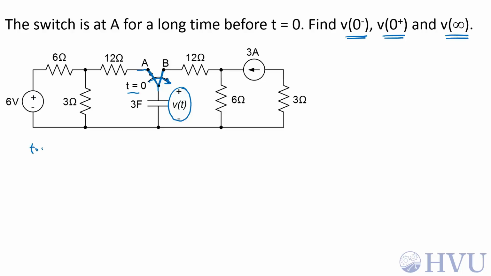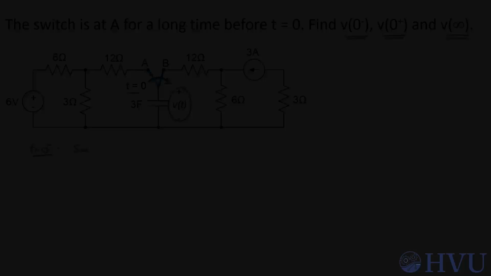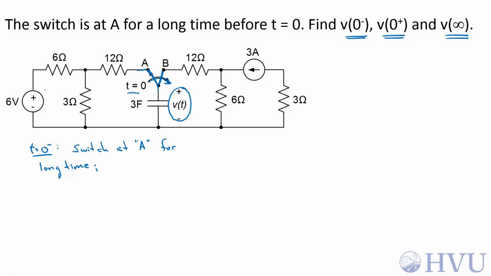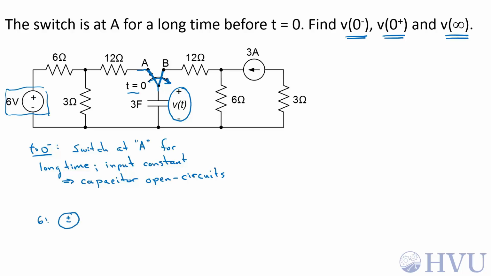First, let's look at t equals 0 minus. The conditions for t equals 0 minus is that the switch has been at A for a long time, and the input to the capacitor during that time is constant. It's 6 volts. Under these conditions, the capacitor looks like an open circuit. So the circuit of interest is a 6-volt source connected to a 6-ohm resistor, a 3-ohm resistor, a 12-ohm resistor, and the capacitor looks like an open circuit.